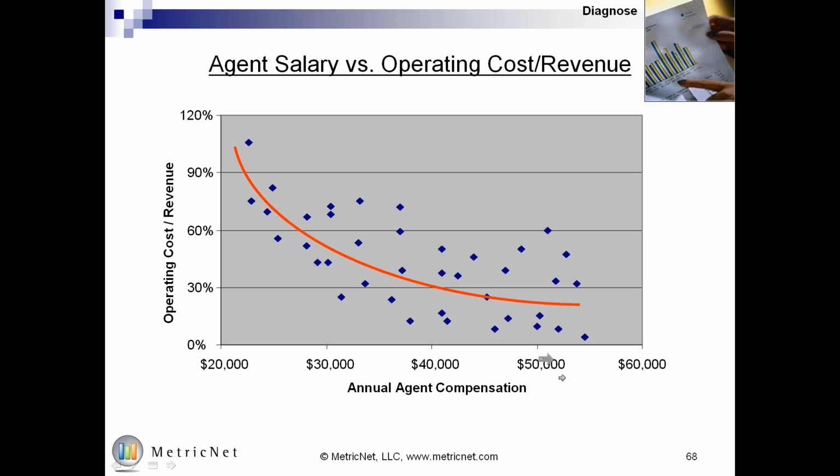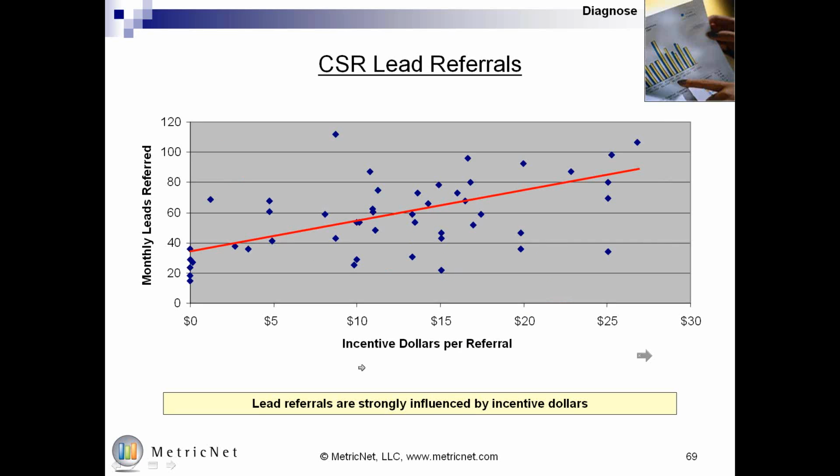Now, at some point, this curve is going to reverse. I don't know at what point it would reverse, but you can't perpetuate this indefinitely. You can't be paying your agents $200,000 a year and expect this curve to continue going down. At some point, it is going to reverse. I just don't know at what point that would be.